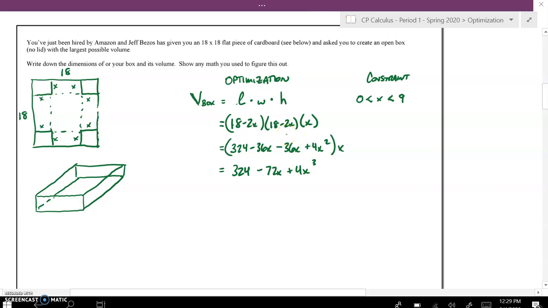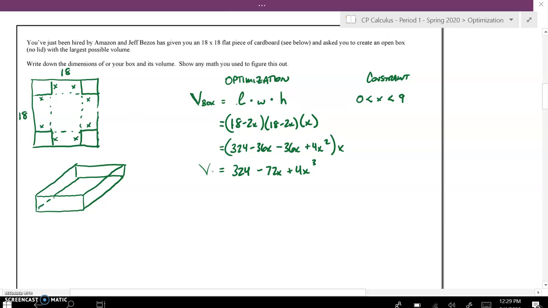And now what's the height of the box? Well, the height is whatever it is that I cut out, that x piece that I cut out. I'm now folding that up. That now becomes the height of the box. Okay, and then you'll see I just did the math here. I multiplied this all together to get it into a nicer version of that equation to be able to deal with. All right, so my volume in terms of x is that. That's my optimization equation. That's what I'm going to try and maximize.